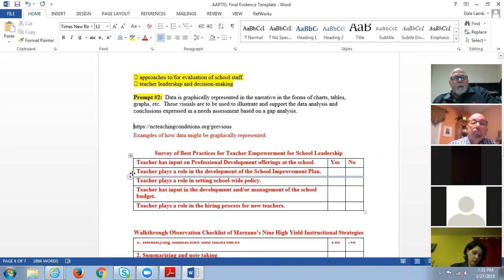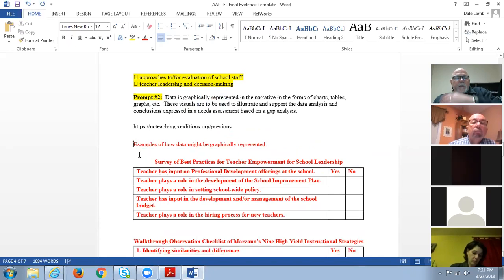If you want to know where you can find 14 and 16 teacher working conditions survey data, it's right here on the screen, teachingconditions.org/previous. And that'll pull up 2014 and 2016. For you South Carolina people, it will show you what the TWC looks like for North Carolina.